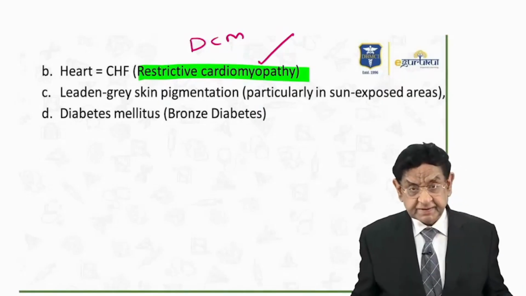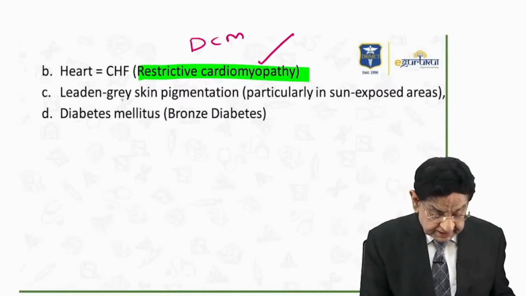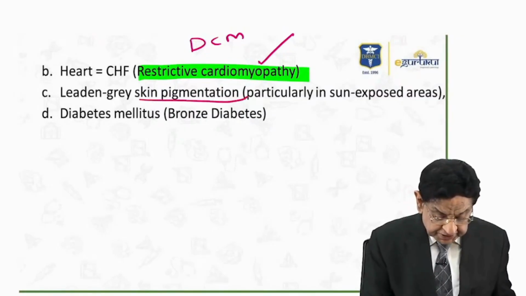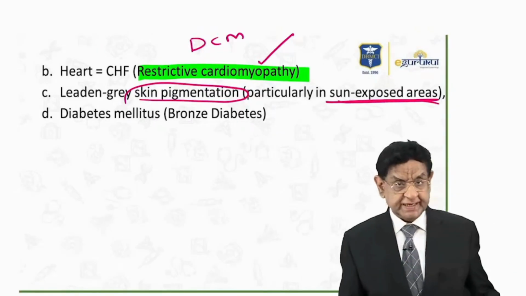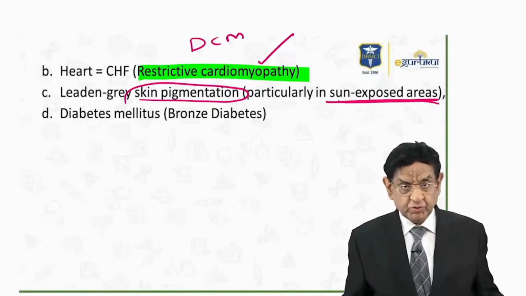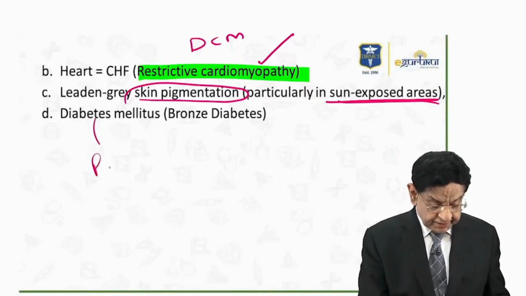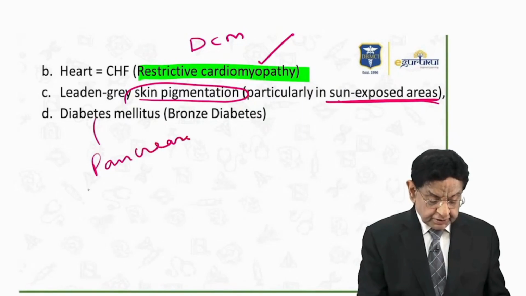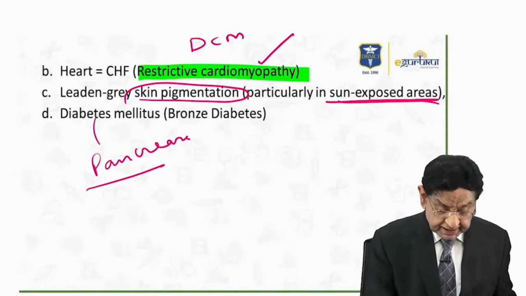In the skin, where there is excess of iron, it leads to skin pigmentation, particularly in the sun exposed area. And in these patients, excess of iron can go to the pancreas. In the pancreas, it can lead to diabetes. So diabetes with skin pigmentation, we use the term bronze diabetes.